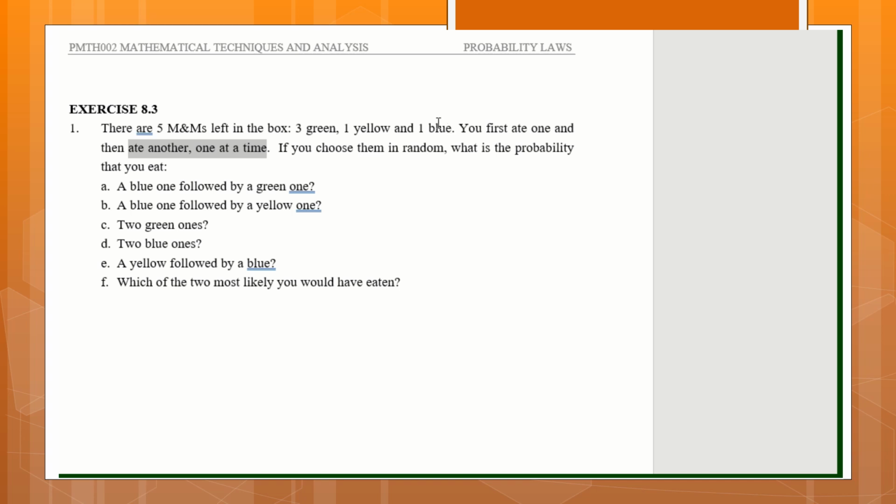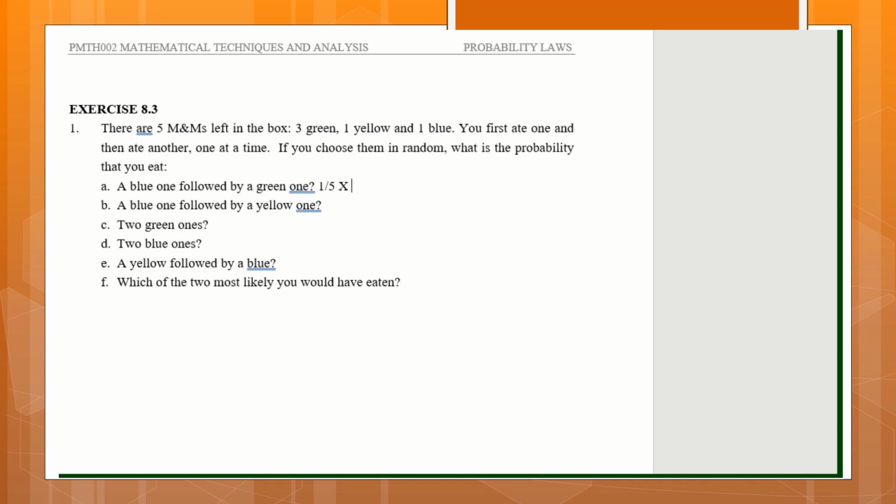If you can do it without drawing, I'm also fine. Maybe some of you are able to see it without drawing the diagram. I'll show you one example. Actually, you can do it without drawing the diagram. What's the probability you get a blue one followed by a green one? If the first one is blue, what's the probability the first one is blue? There are 5, right? 1 out of 5, correct?